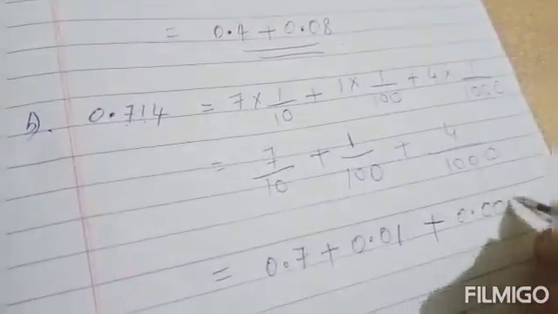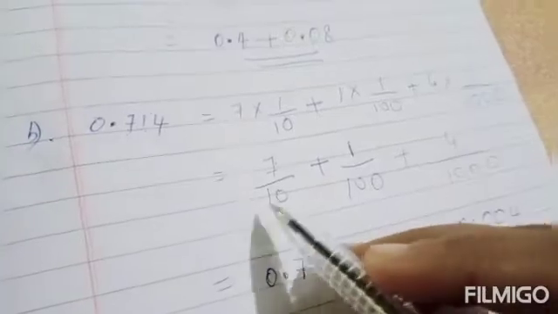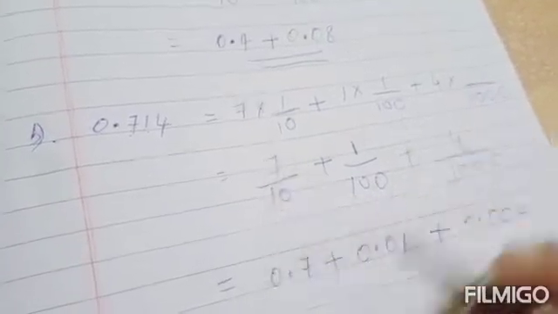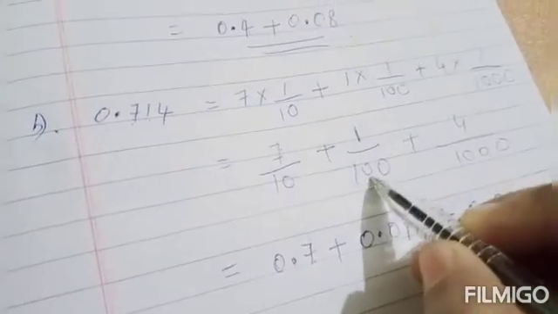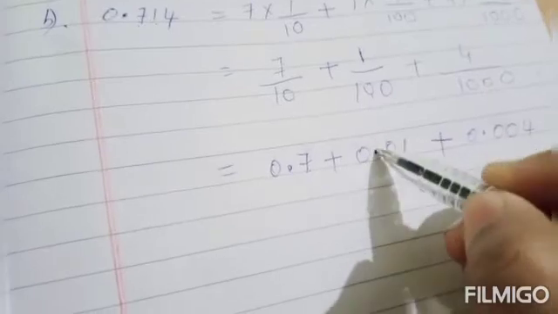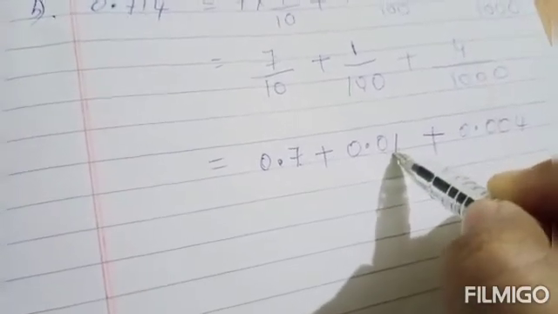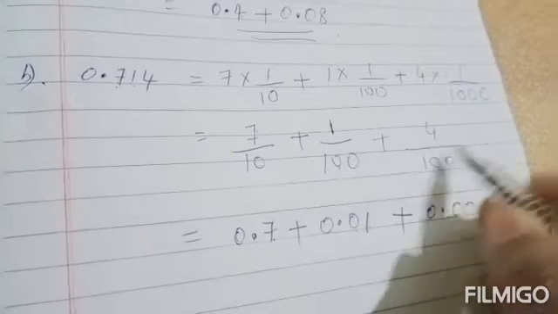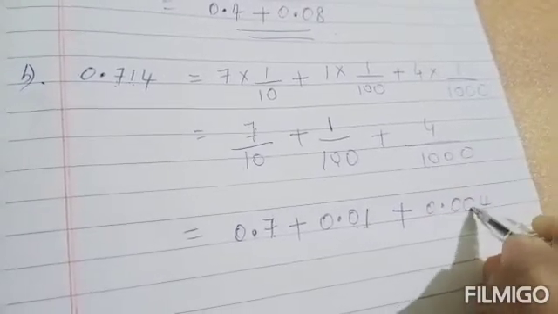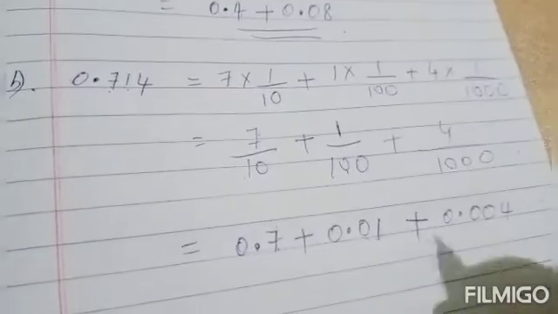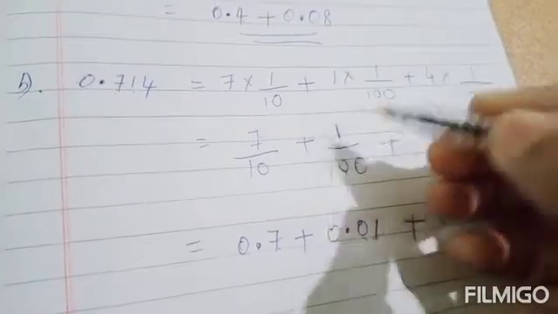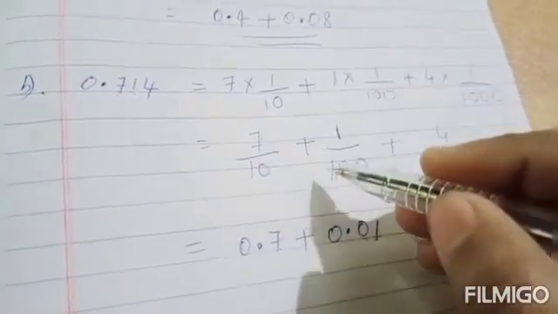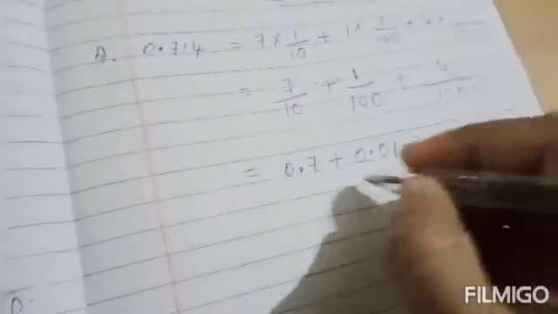it is 0.004. Okay, if 10 is in the denominator, one digit should come after the decimal point. If 100 is in the denominator, 2 digits should come after the decimal point. If 1000, then 3 digits after the decimal point. So depending upon the number of zeros in the denominator you need to put 0 before the numerator. Okay. So this is the decimal expansion of 0.714.